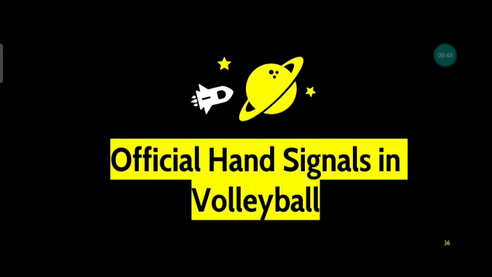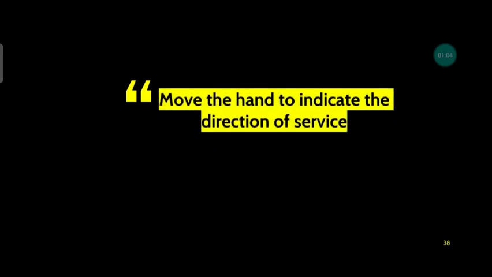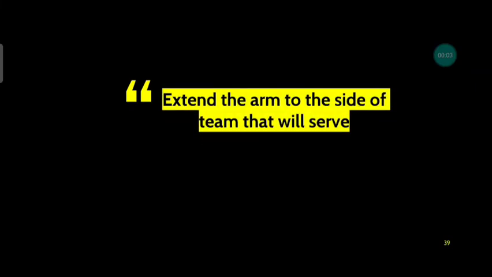So we have the official hand signals in volleyball. The authorization to serve. This signal is used to start each rally. Move the hand to indicate the direction of serve. Extend the arm to the side of the team that will serve.